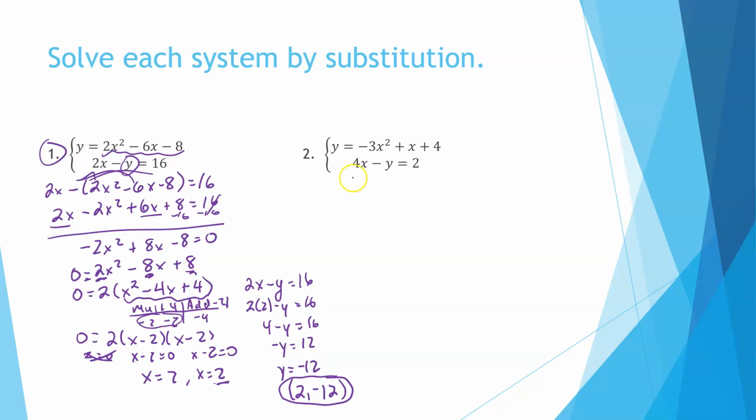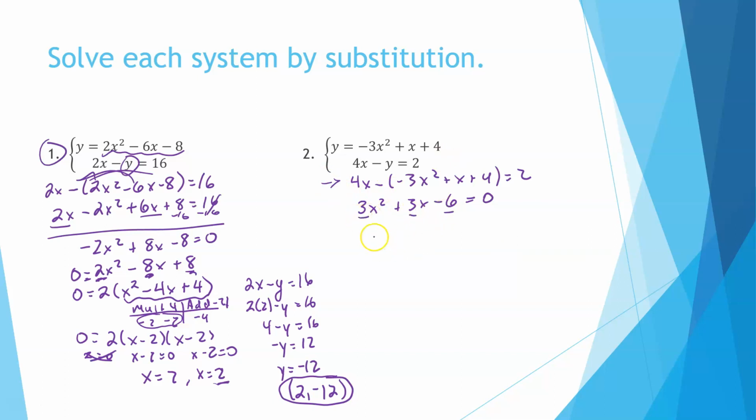Okay, when you do this one, hopefully you got 4x minus (negative 3x squared plus x plus 4) is 2. When you distributed and solved, I'm hoping you got to the point where you got positive 3x squared plus 3x minus 6 equals 0. If you didn't get to that point, make sure you go back and double check your work in these first few steps. I didn't show it, so double check your negatives.